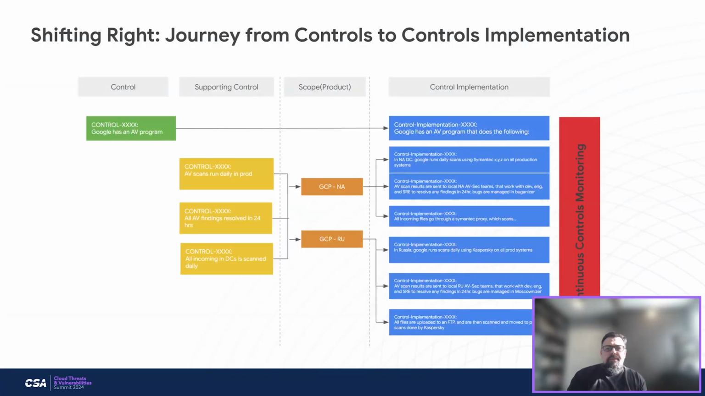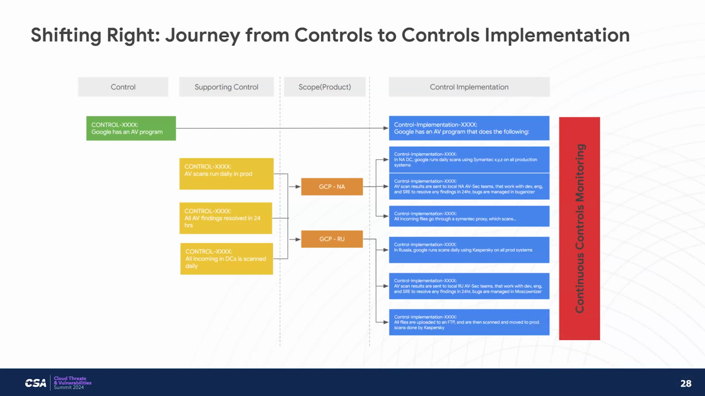So I'm going to go into the engineering abstract. I'm not going to spend a lot of time, at least on this part of it, but this is just a general structure of how a control, supporting control, scope, and then the control implementations are defined.